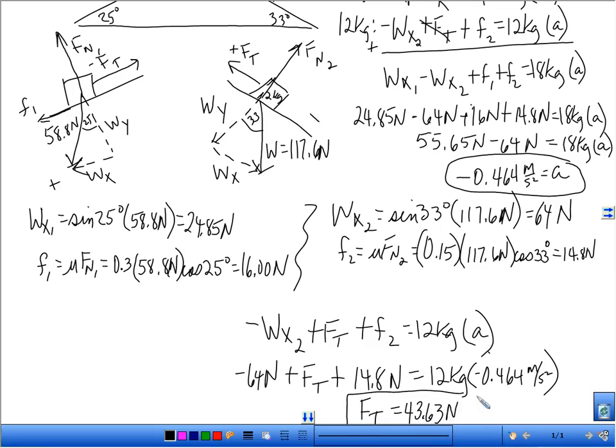But I want to go back and double check and make sure that I didn't make a mistake. So 12 times negative 0.464 plus a positive 64 minus a 14.8. Yep, I did it right.